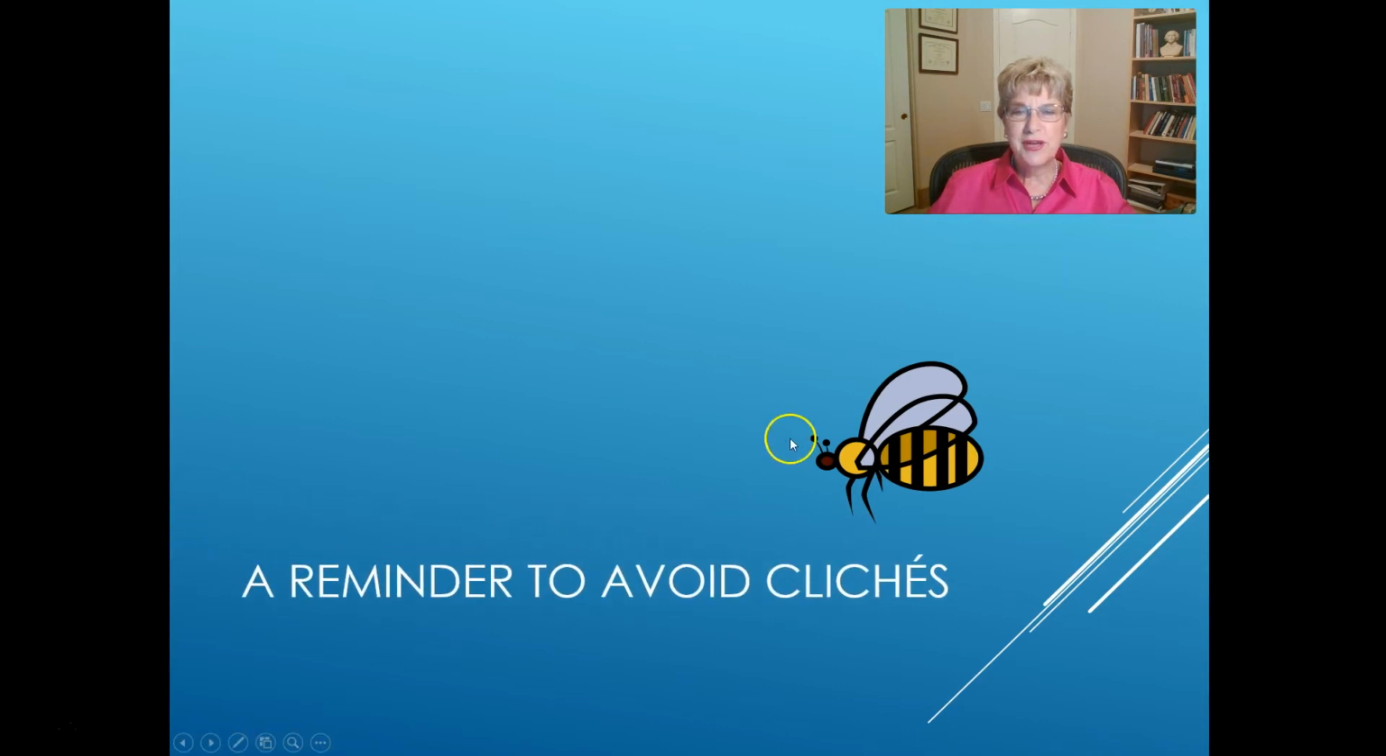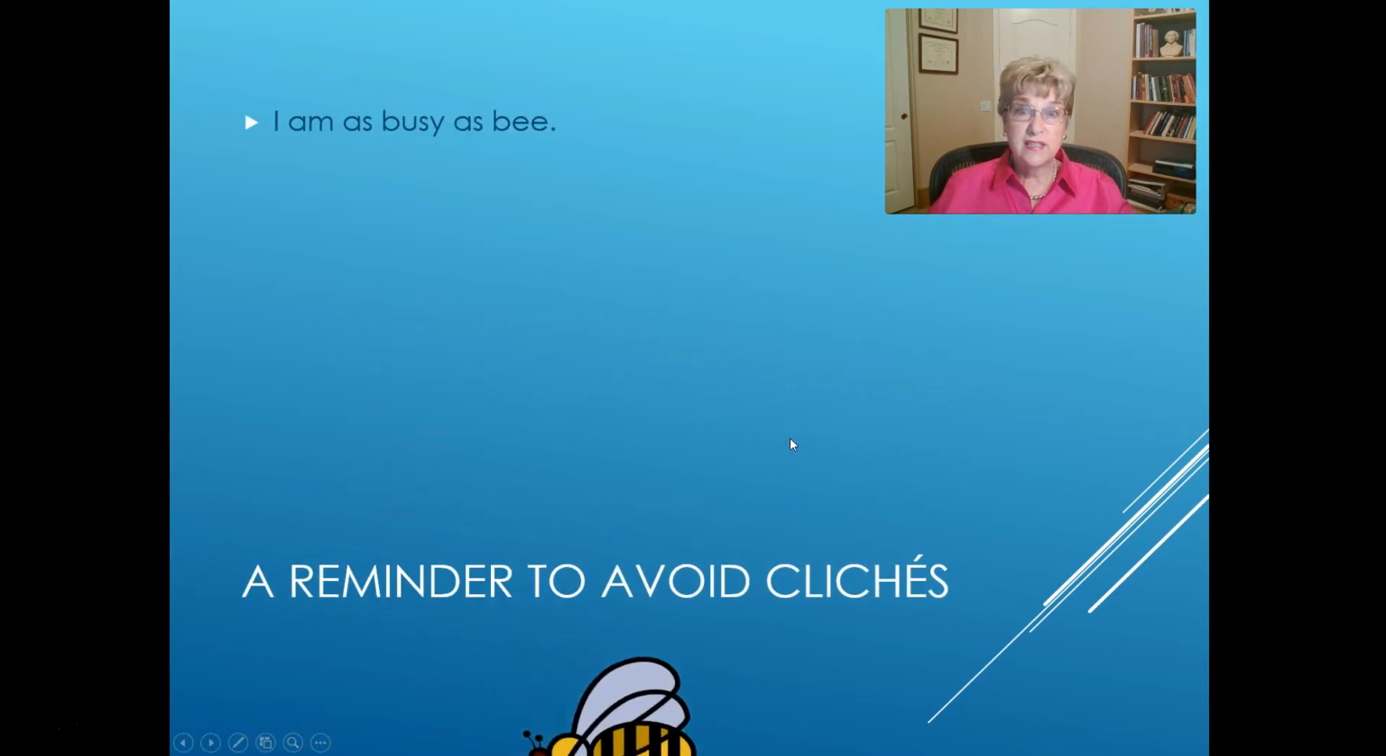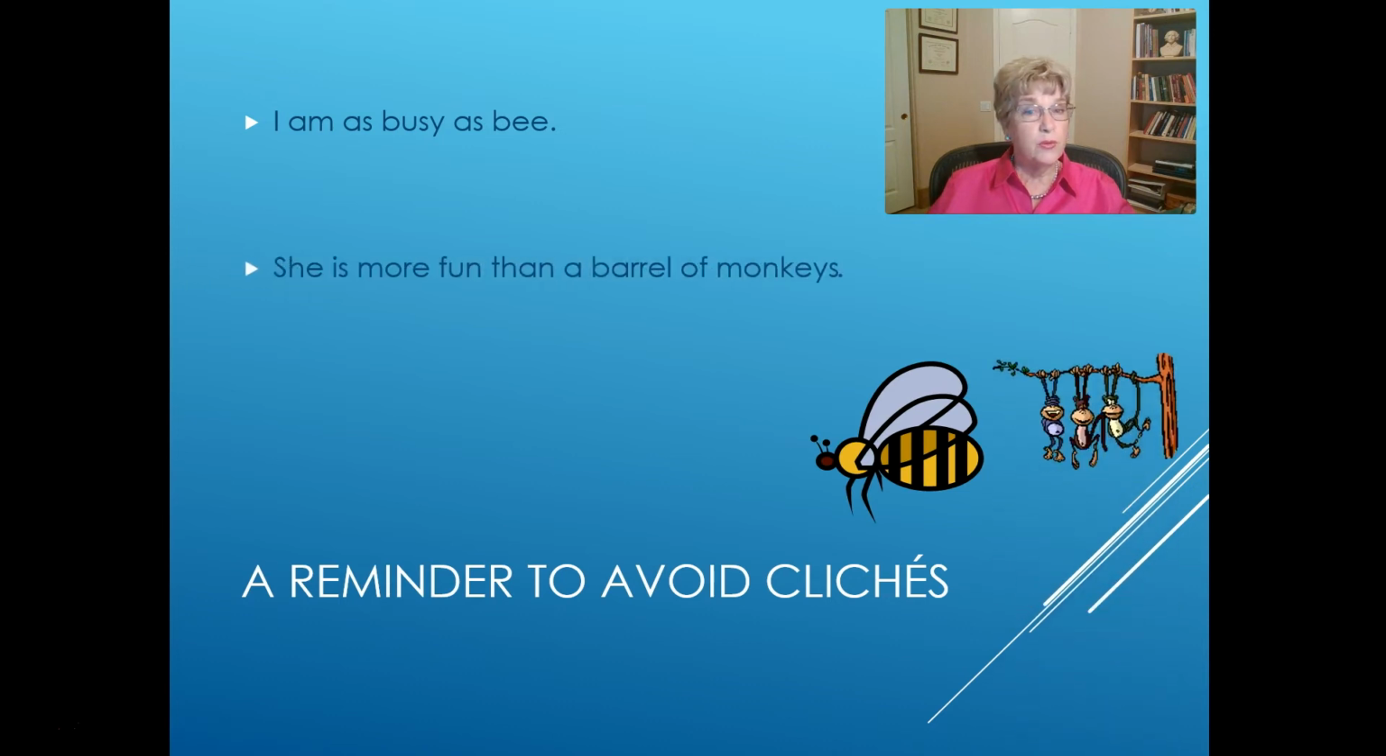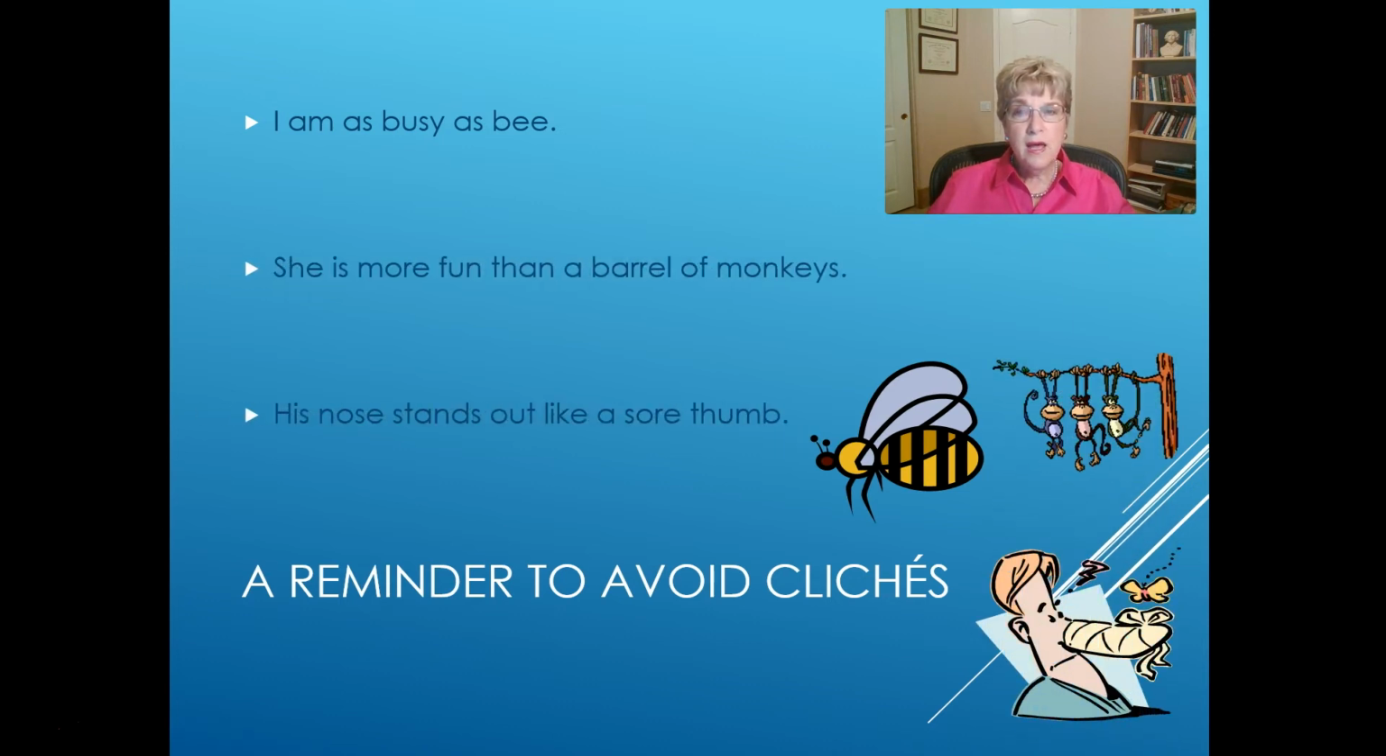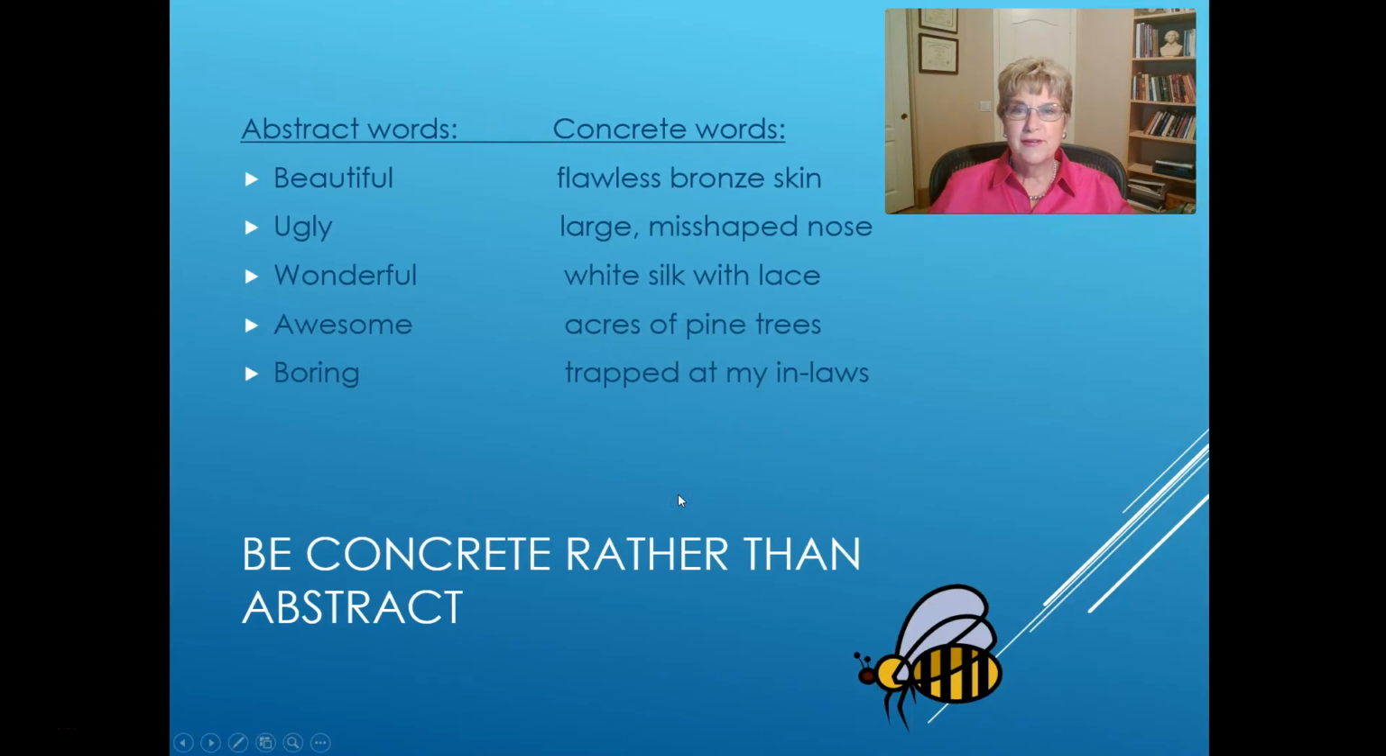Okay, this is a gentle reminder to avoid cliches, because a lot of times we use them to describe, but we don't want to. Busy as a bee, that is a simile. She's more fun than a barrel of monkeys. His nose stands out like a sore thumb, another simile. It would be more accurate to describe what really happened to his nose. He walked into a sliding glass door, broke his nose, and it swelled to 3 times its size. See, that's a little bit more accurate, and we get a better picture. So again, we're going to avoid those cliches.